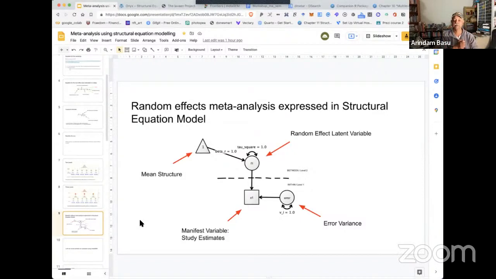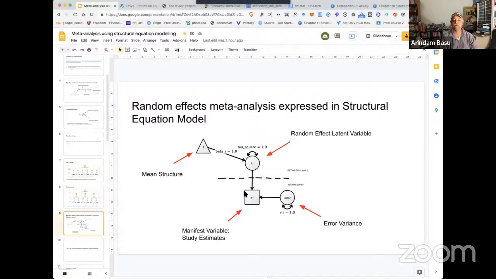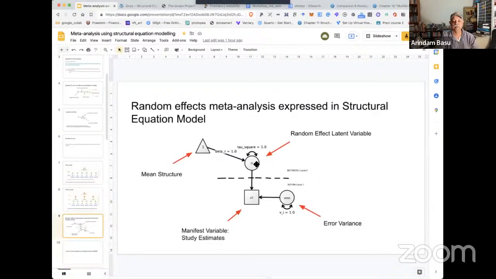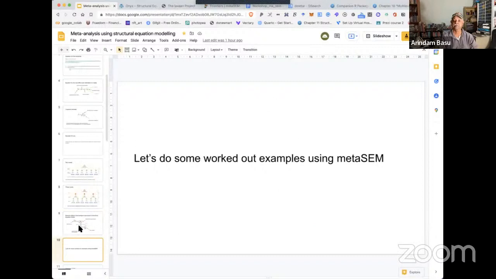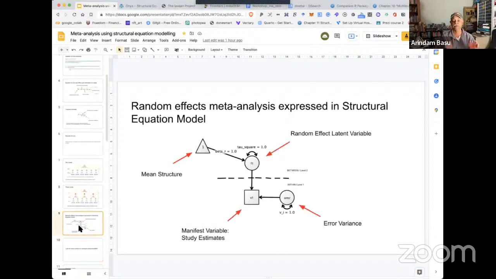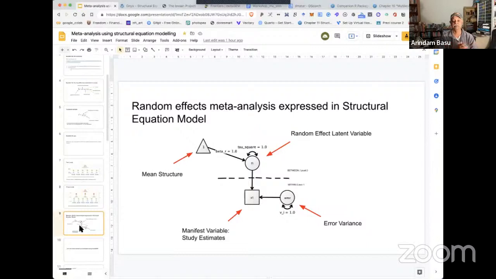So why is this important? Because if we set the tau square to be 0, then this arrow moves directly from here to here, and we don't need to worry about that, because that's going to be our fixed effects model. So we can manipulate this variable. We can set it to 0, and when we do this, it's going to give us our fixed effects meta-analysis. So we can easily switch between random effects and fixed effects meta-analysis in the conceptual understanding of conducting a meta-analysis with a structural equation model.